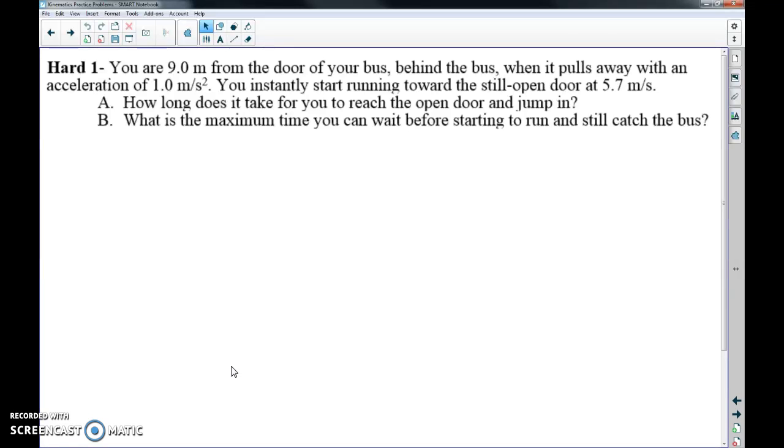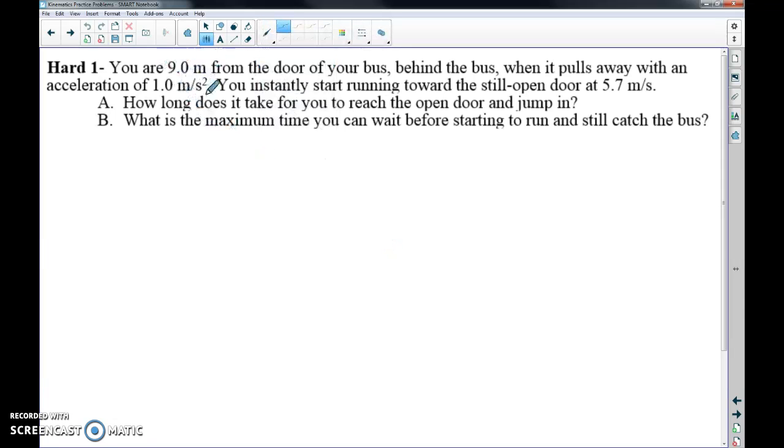Okay, here's our solution for hard number 1, and this is an example problem for all types of problems that you have two different objects that are racing each other or meeting each other, and you guys have two of those in your problem or in your homework. So this is how you solve them.